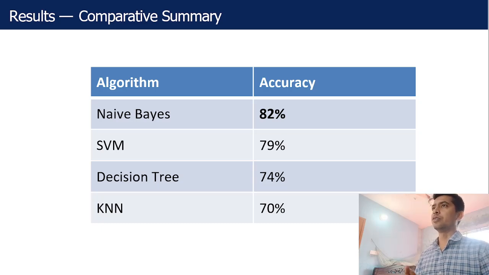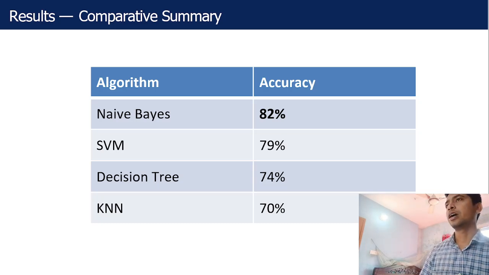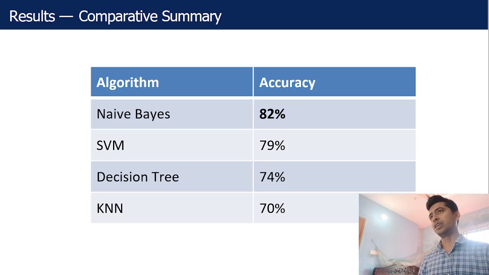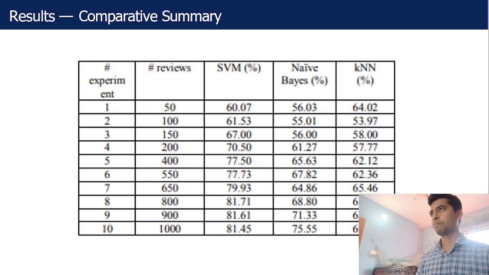The naive Bayes shows the best results, with an accuracy of 82%. After that, the SVM performed really well, with an accuracy of 79%. And after that, the decision tree and the KNN. Here is a screenshot of their results from the paper itself.